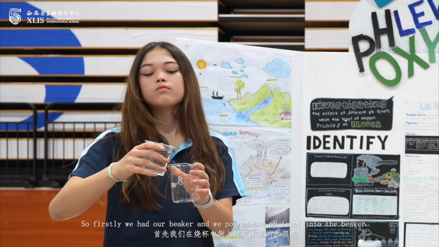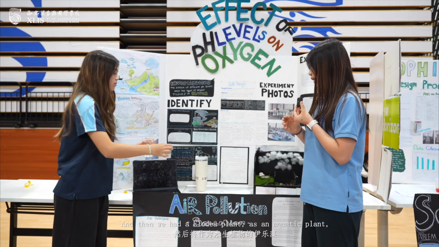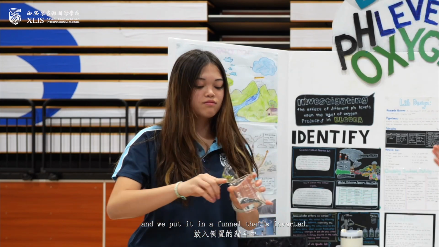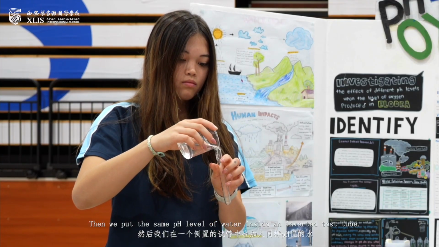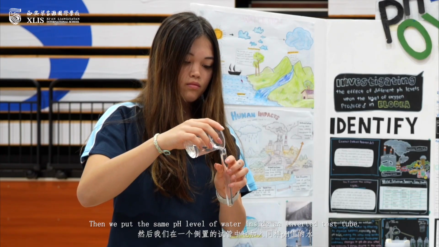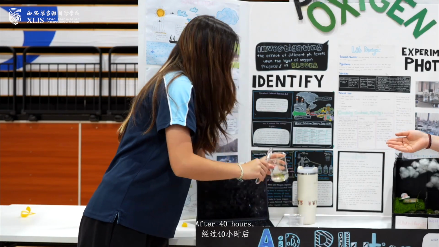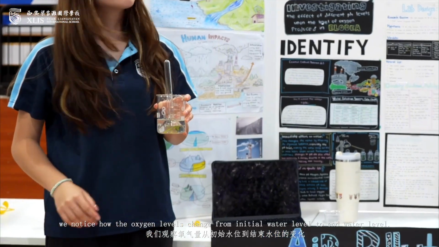Firstly, we had our beaker and we poured the pH-adjusted water into the beaker, and then we had an Elodea plant as an aquatic plant, and we put it under an inverted funnel, and we put the funnel inside the beaker. Then we put the same pH level of water inside an inverted test tube, and then we inverted the test tube over the funnel. After 48 hours, we noticed how the oxygen level changed from the initial water level to the end water level.